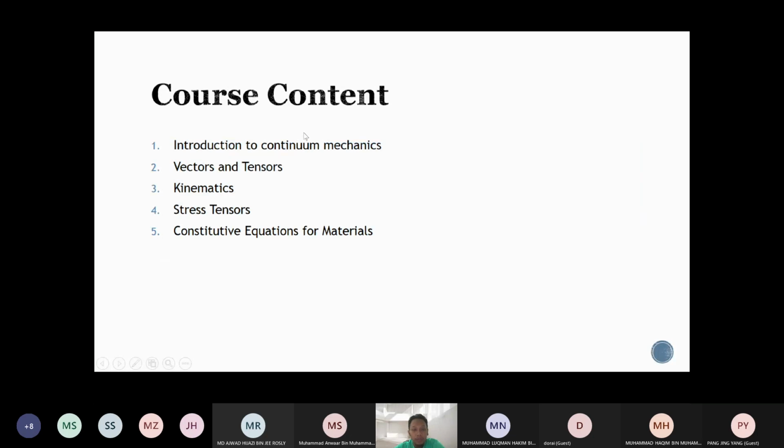And in this course, we will learn 5 chapters. The first one is the introduction to continuum mechanics. The second chapter is about, maybe to refresh your brain, vector, maybe learned in form 4 or form 5, and tensor. Tensor is basically similar to matrix, okay. So refresh your memory on matrix. After we learn this, then we can understand the kinematics of continuum mechanics, and also stress tensor or stress matrix, and then apply the constitutive equations for material.